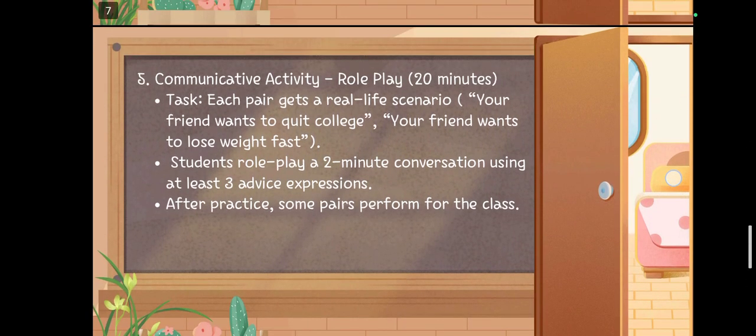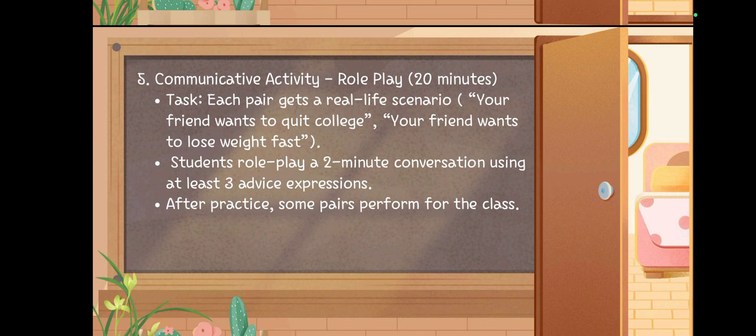Okay, let's move to the next activity, which is the communicative activity. It is basically a role play for 20 minutes. The task here is that each pair gets a real life scenario, like your friend wants to quit college or your friend wants to lose weight fast. And students role play a 2-minute conversation using at least 3 advice expressions. After practice, some pairs perform for the class.